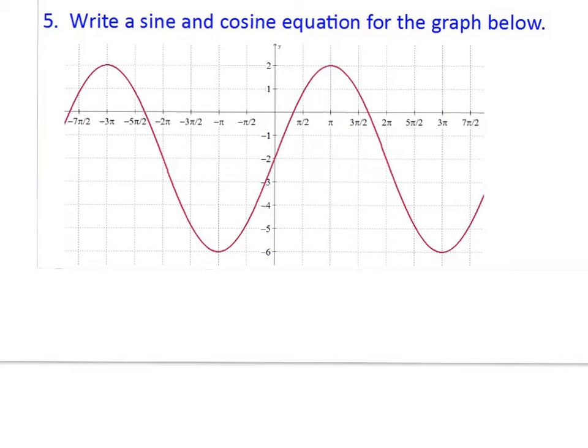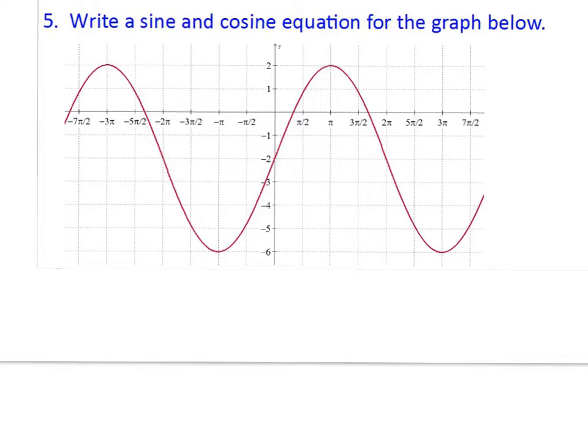And lastly, for 5, it says write a sine and cosine equation for this graph. There are infinite answers. So if your answer is not specifically one that I'm going to write, you can check with someone at your table to see if maybe they have the one you wrote. But here are the few that I'm going to write.